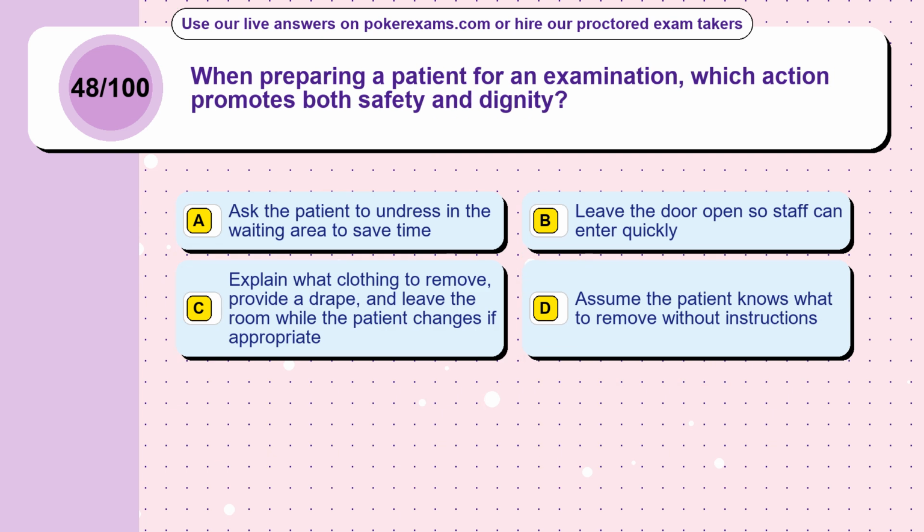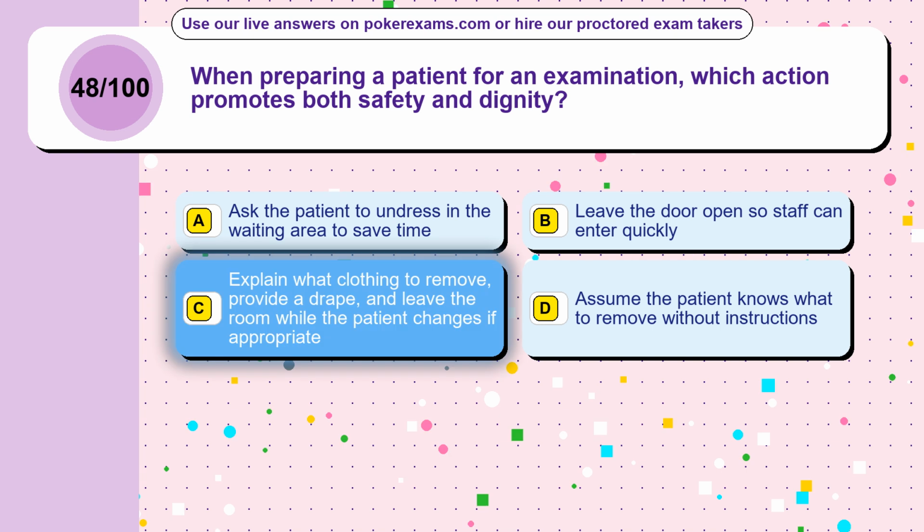Question 48. When preparing a patient for an examination, which action promotes both safety and dignity? Option A. Ask the patient to undress in the waiting area to save time. Option B. Leave the door open so staff can enter quickly. Option C. Explain what clothing to remove, provide a drape, and leave the room while the patient changes if appropriate. Option D. Assume the patient knows what to remove without instructions.